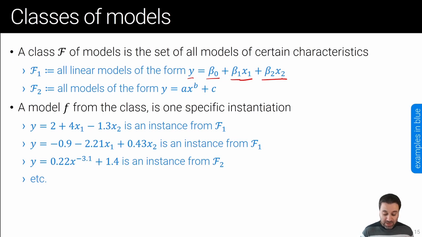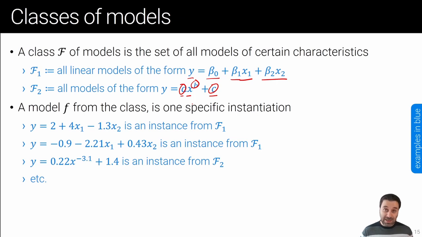Maybe we are interested in another class of models, let's say F2, and it looks something like this. So it's a constant times x to the power of b plus another constant. So the coefficients here are a, b, and c. These are the parameters of the model, and we only have one independent variable, which is the x.